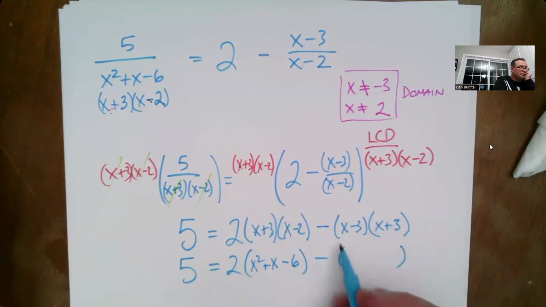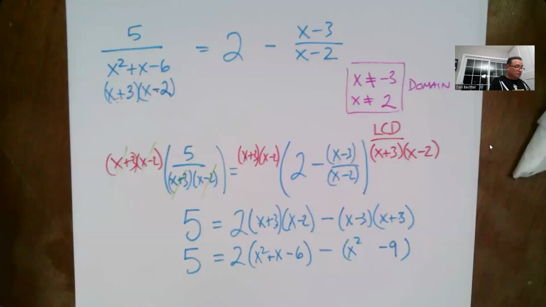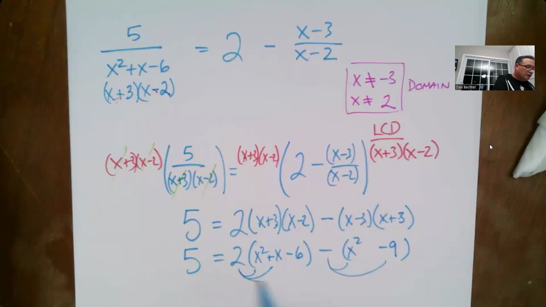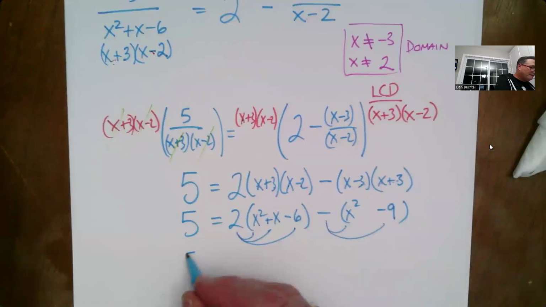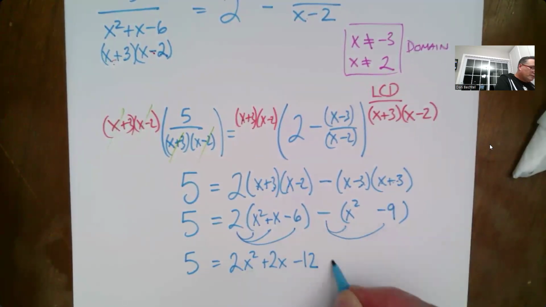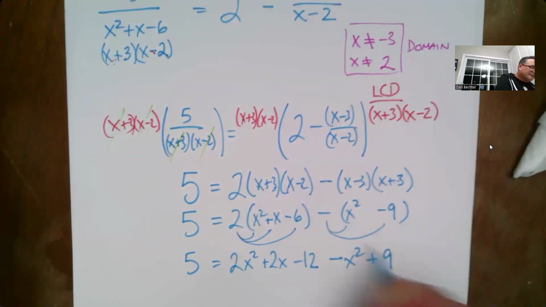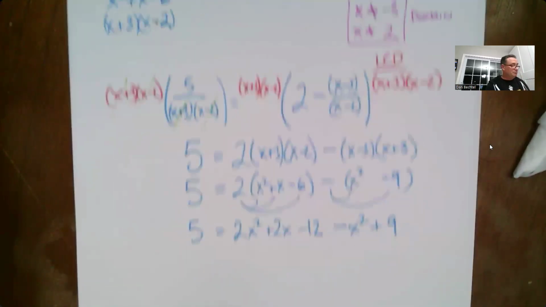Here, these are conjugates. So when I multiply them, I'll have x squared, we'll have minus 9, and because it's going to be positive 3x and negative 3x, it'll go away. Okay, so now I have to distribute the negative here, and I've got to distribute the 2 here. So we'll have 5 equals 2x squared plus 2x minus 12 minus x squared plus 9, because if I distribute that negative to there, it's going to be this.